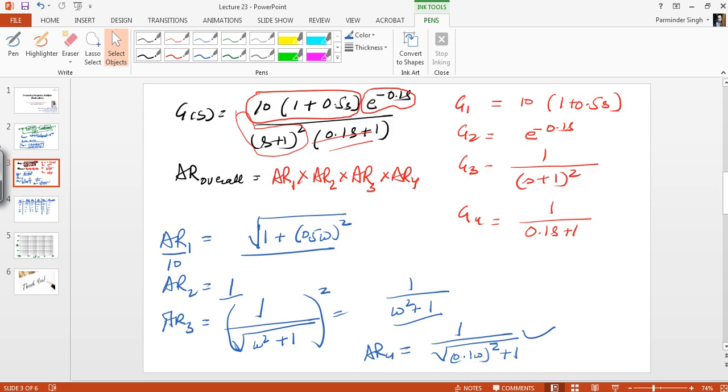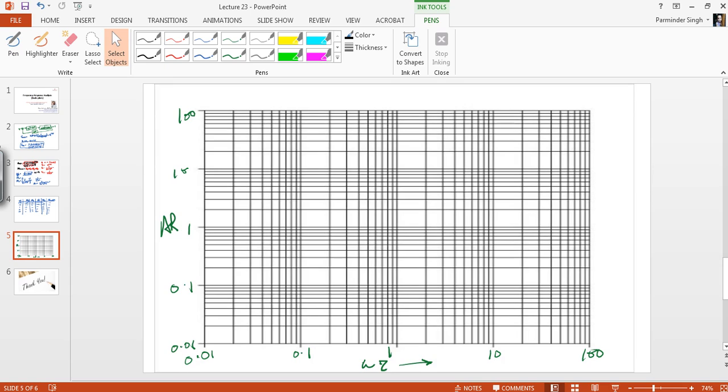For PI controller, I know the exact shape. Now what will be the corner frequency? Corner frequency of this will be 1 by tau. Tau is 0.5, so 1 by 0.5, corner frequency is 2. So that means for low frequency it is 1. So it continues till this value, and then it will go in the upward direction.